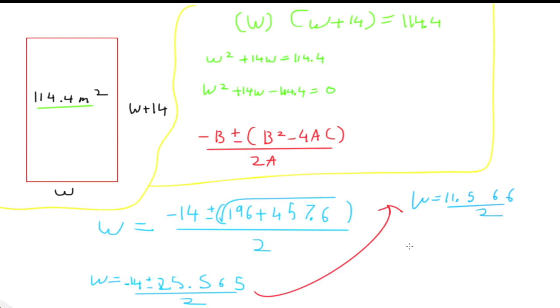And now we can go ahead and simplify that, and I can confirm on my calculator that it is 5.783. So here the w will actually be 5.783, and the length of the rectangle will be 5.783 plus 14.